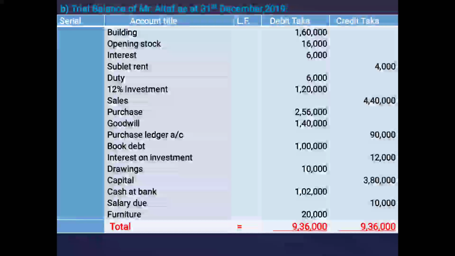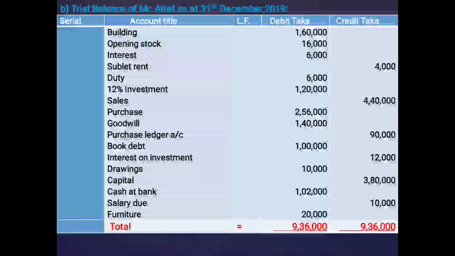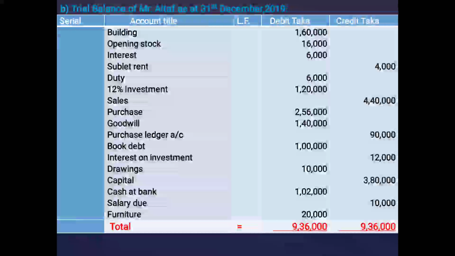Interest: only interest, only discount, only commission, only rent, these items are at all times shown as debit balances, so it is written on the debit side, in the debit taka column, taka 6,000. Sublet rent, that is rent received from a subtenant, is written on the credit side in the trial balance for taka 4,000. Duty, that is import duty, export duty or excise duty, is at all times expenditure, so it is written on the debit side, or debit column, taka 6,000.